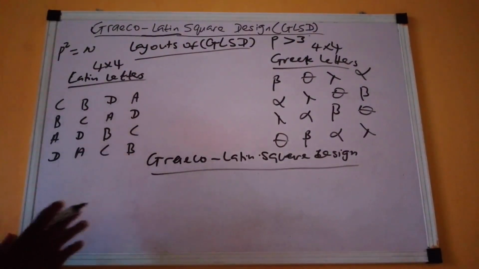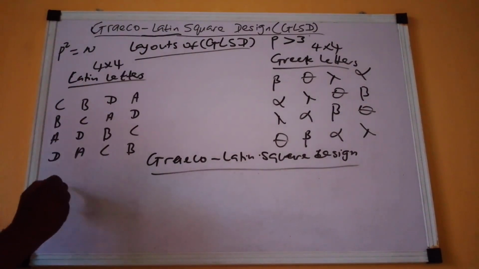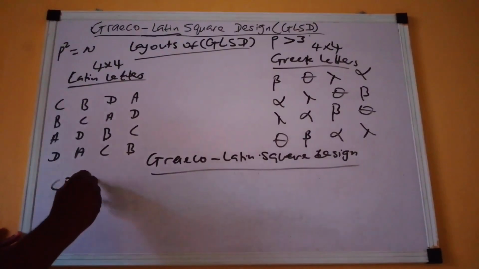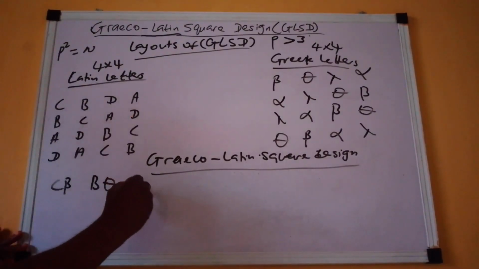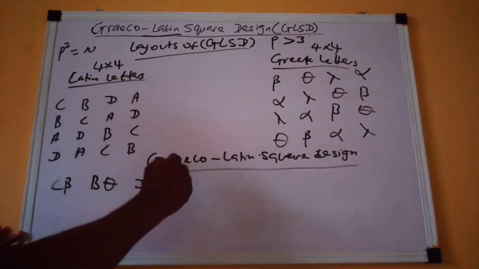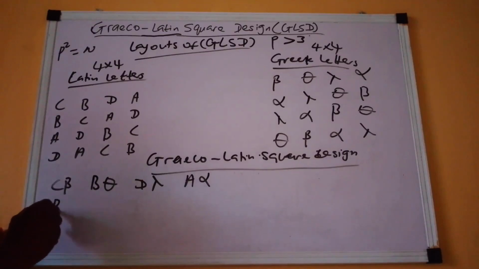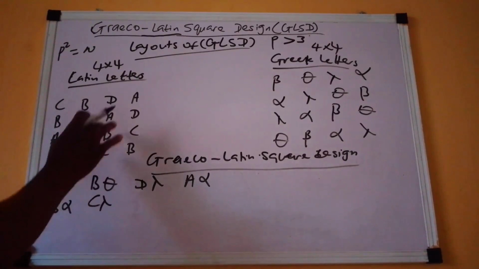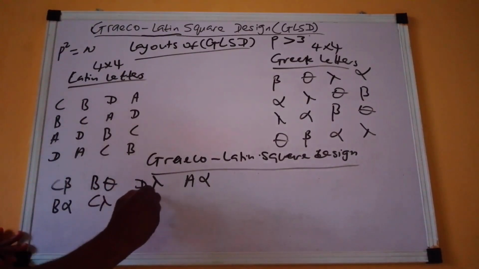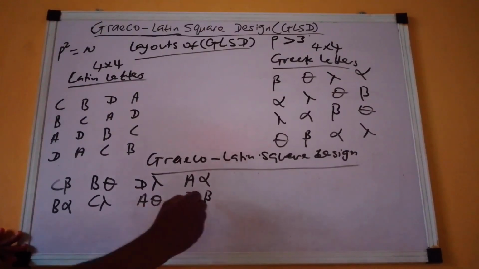So now what we need to do is to merge them. So we are going to have C. The first one here is C, beta. Then the next one is B, theta. Then the next one is D, lambda. Then the last one is A, alpha. Then this one is B, alpha. This one is C, lambda. This one is A, theta. This one is D, beta.